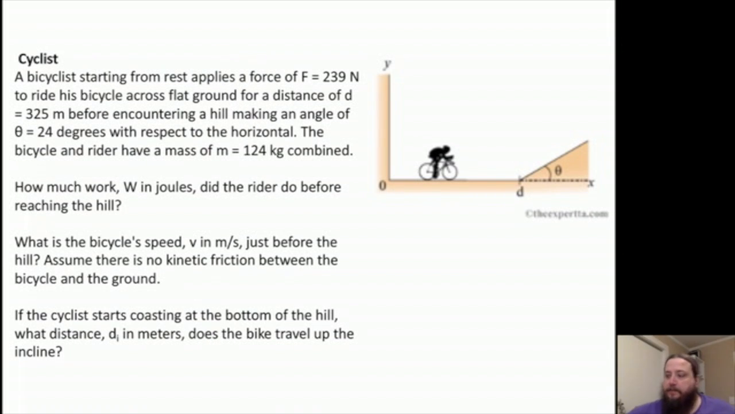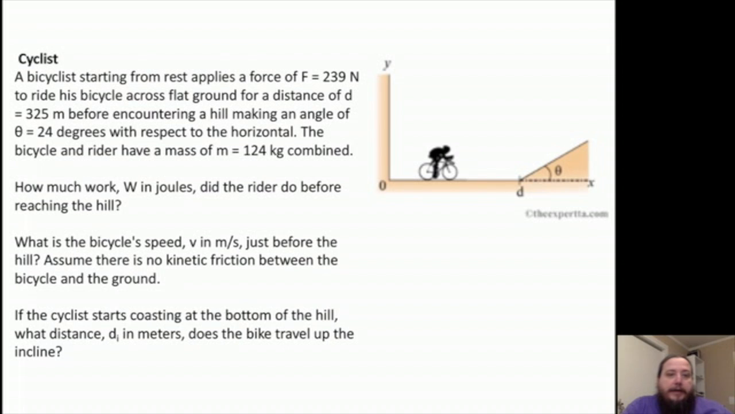This one says, a bicyclist starting from rest applies a force of 239 newtons to ride his bicycle across flat ground for a distance of 325 meters before encountering a hill making an angle of 24 degrees with respect to the horizontal. The bicycle and rider have a mass of 124 kilograms combined.